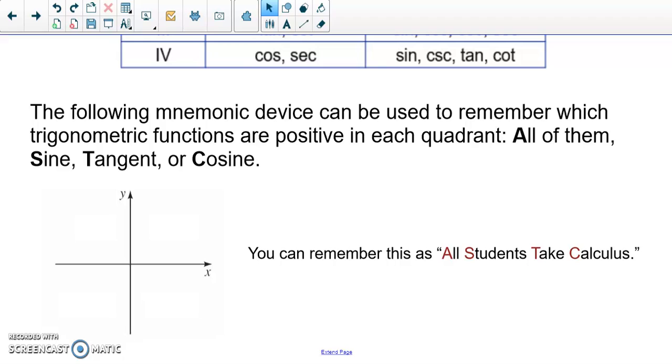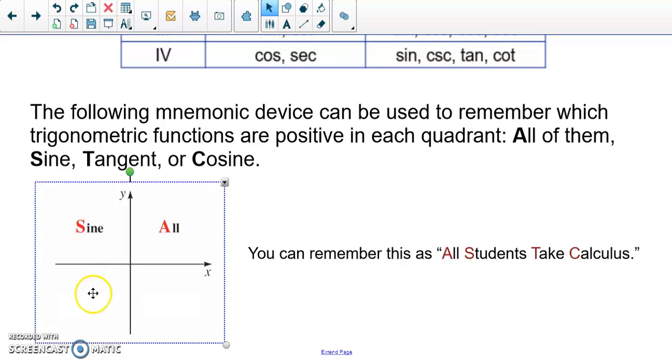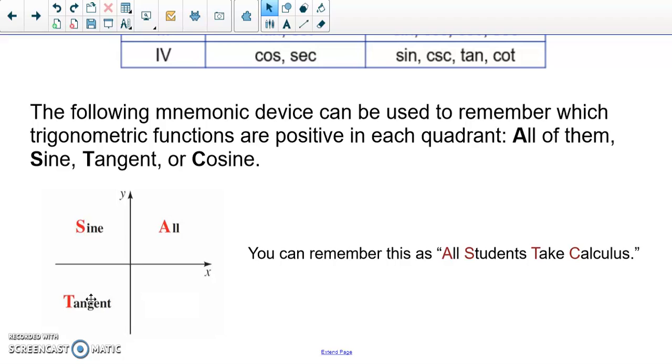There's also a mnemonic device here that can help you remember which trigonometric ratios are positive and which ones are negative in which quadrant. So let me just show that to you over here. All, sine is only positive in the second quadrant. Tangent is only positive in the third quadrant, and its inverse, I should say, too. And the fourth quadrant is cosine and its inverse. So you can remember this as All Students Take Cosine.